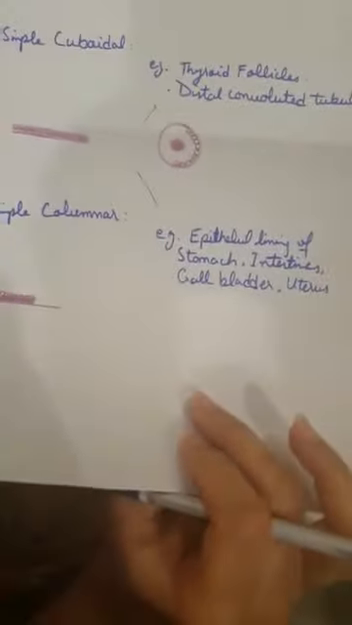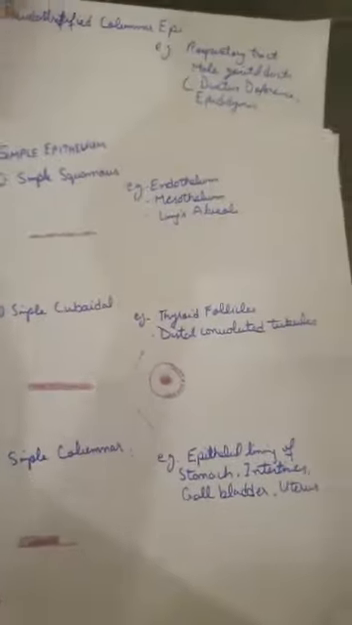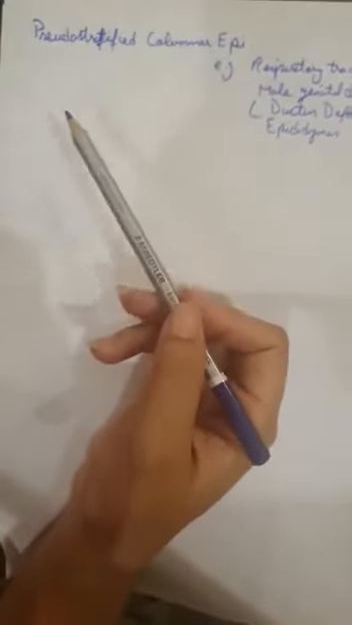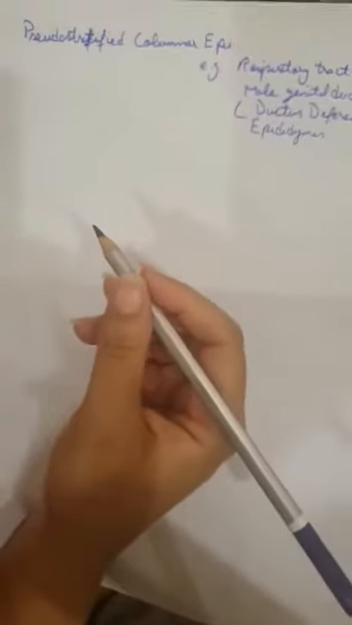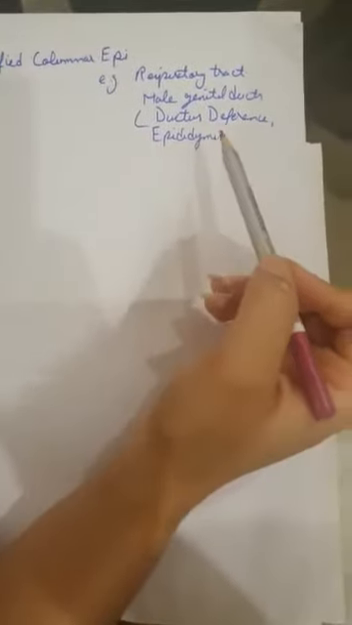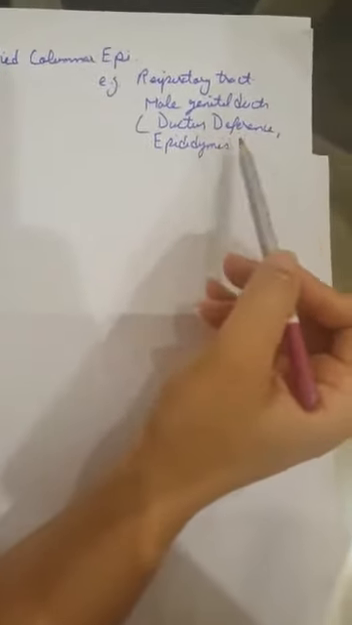Now there is another kind of epithelium which is called the pseudo-stratified columnar epithelium. Pseudo means false, and stratified means multi-layered. So it appears to be a false multi-layered columnar epithelium, meaning that it appears to be multi-layered, but in fact it is single layered. The multi-layered appearance is due to the nuclei that lie at different levels. It lies in the respiratory tract and the male genital ducts like the ductus deferens and the epididymis.